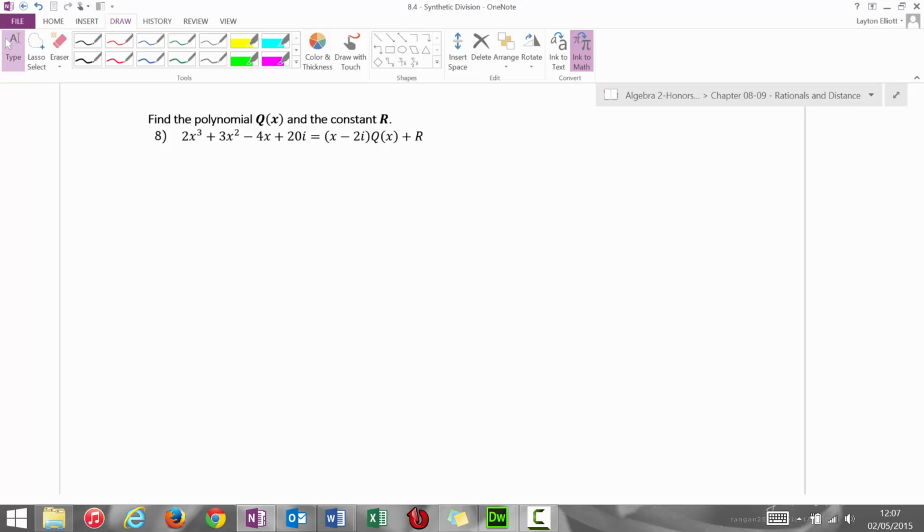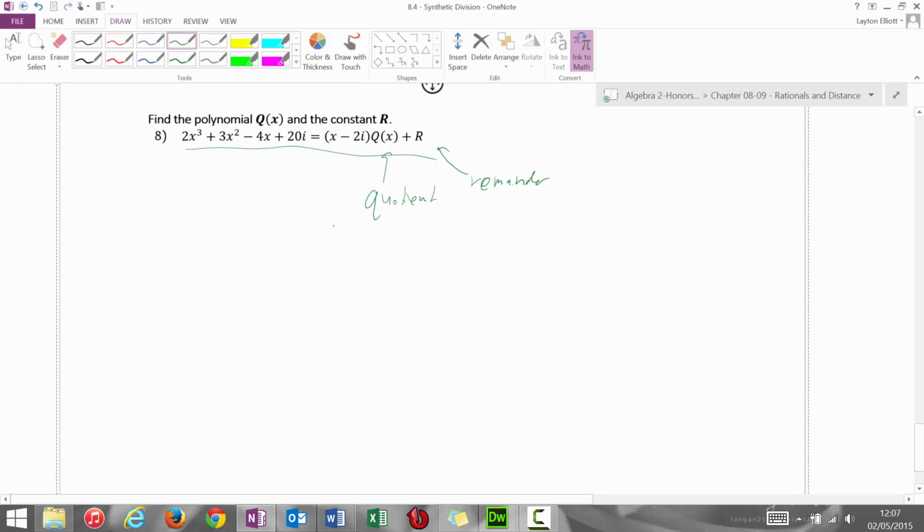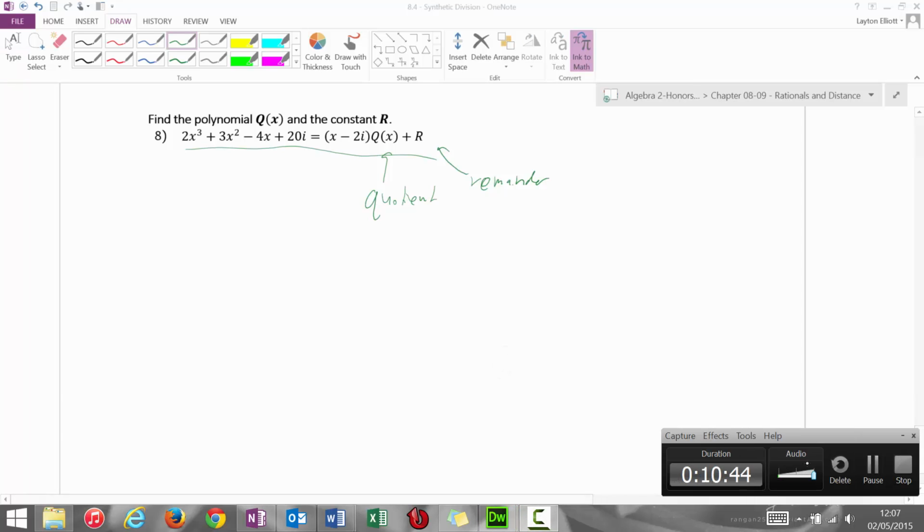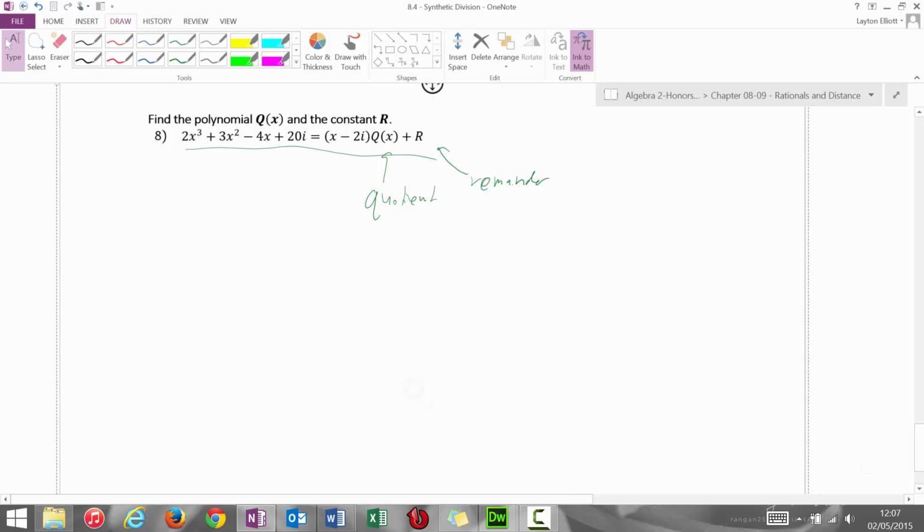Lastly, it says find the polynomial q of x and the constant r. And then it says that this is true. Well, that just means quotient. And this just means remainder, which is just another way of saying divide. So if I want to divide by x minus 2i, so I set up my coefficients 2, 3, negative 4, and 20i, and I set up my little pocket. That's going to be a positive 2i.